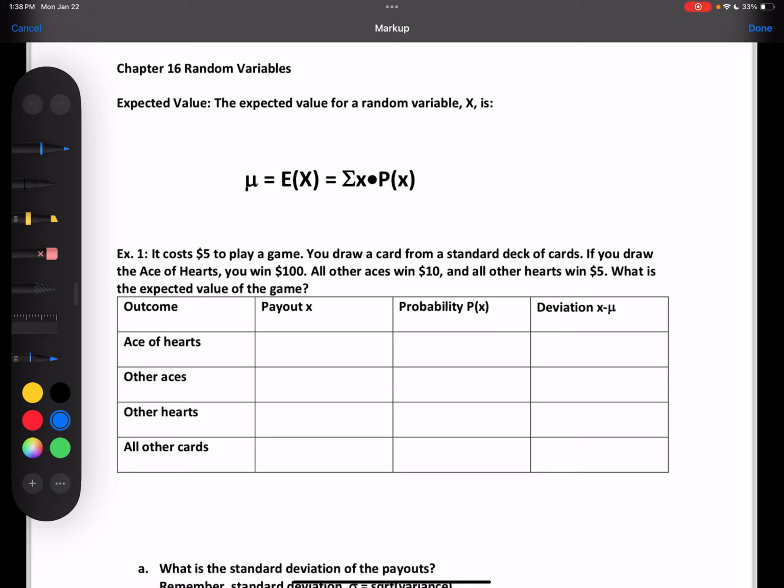All right, expected value for a random variable x is, and this is the formula. So this is the average or the mean. This means sum of, S-U-M, not "some." X is the payout, and P of X is the probability of each payout.